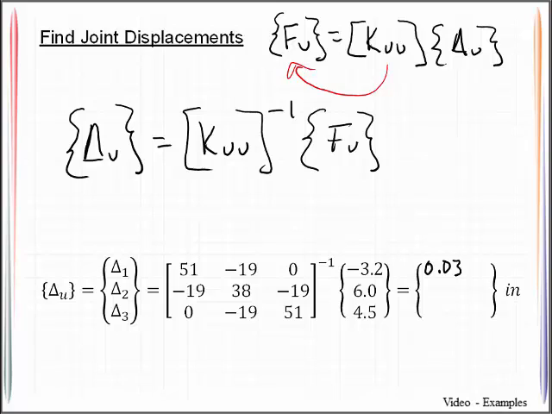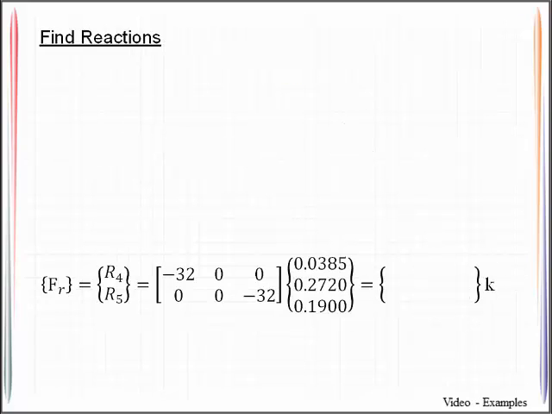If I perform that matrix operation, then I can solve for delta U as being 0.0385 inches, 0.2720 inches, and 0.1900 inches. So what we already have now is the displacements of the 3 degrees of freedom 1, 2, and 3. I will then utilize that information to be able to find the reactions. And that will be found through this set of matrix operations.